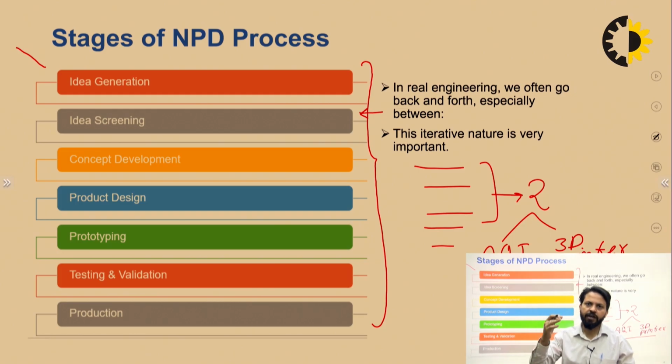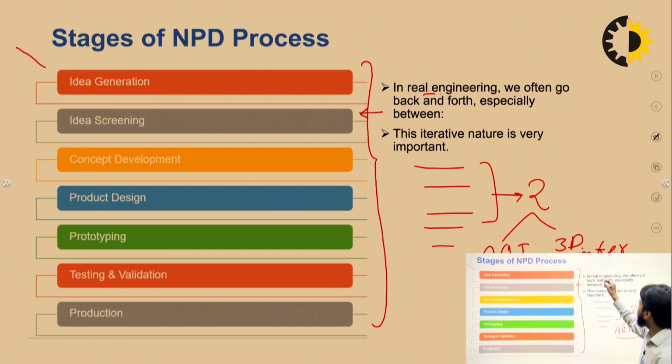You start with the idea, then you screen that idea, you develop a concept around that, you design that part or a product, you prototype that product, initial replica, you test on that, and you iterate. It is very less chance that in the first run your prototype will be validated. So you have to go for iterations, and that is written here. In real engineering, we often go back and forth specifically between these 3 stages.